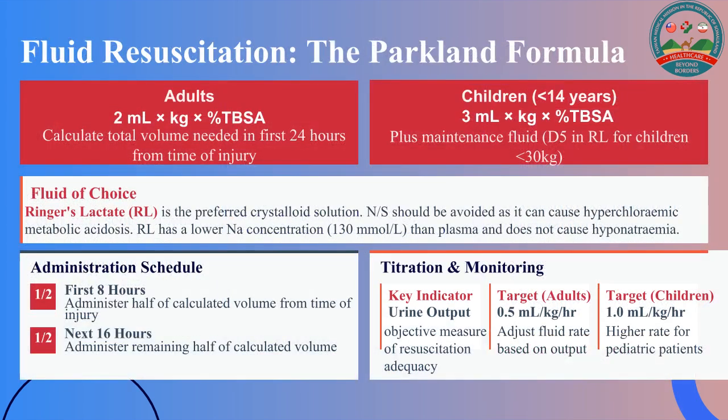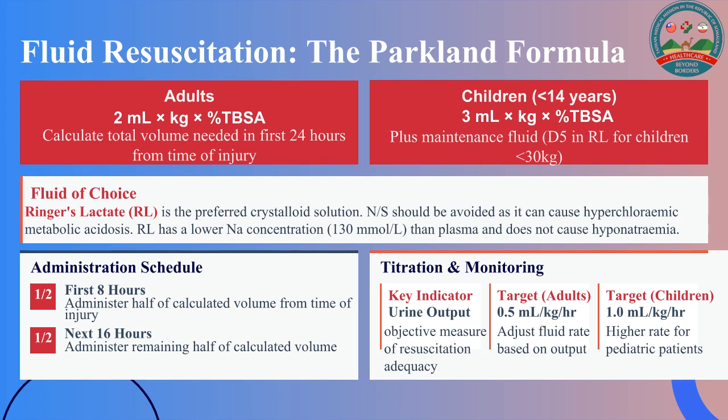For burn patients, fluid resuscitation is essential to prevent shock and maintain perfusion. The Parkland formula is the most commonly used method. For adults, we calculate 2 milliliters times body weight in kilograms, times the percentage of total body surface area burned. For children under 14, we use 3 milliliters times weight times TBSA, plus maintenance fluid. Ringer's lactate is the preferred solution.